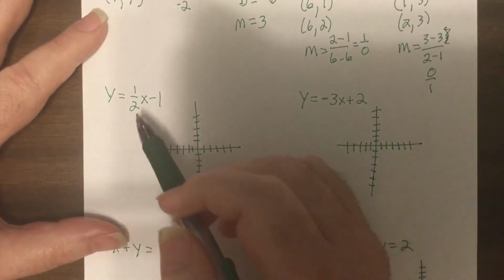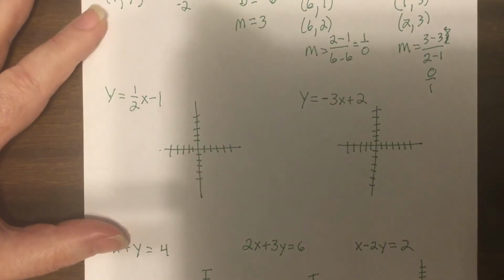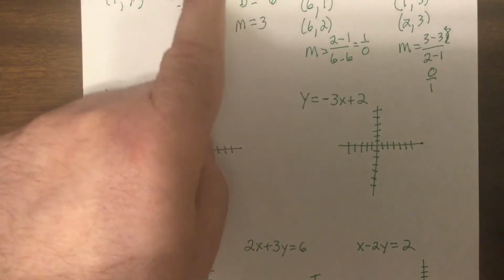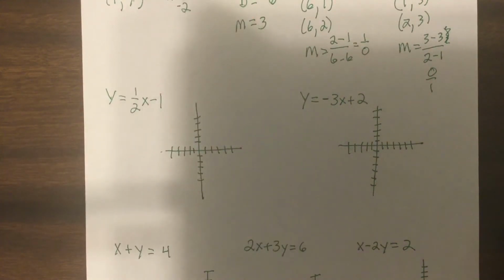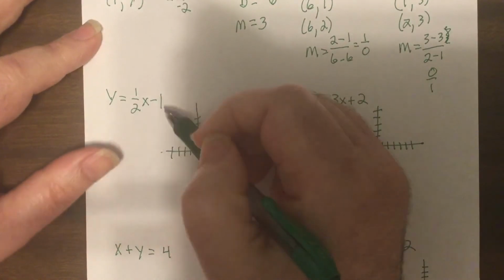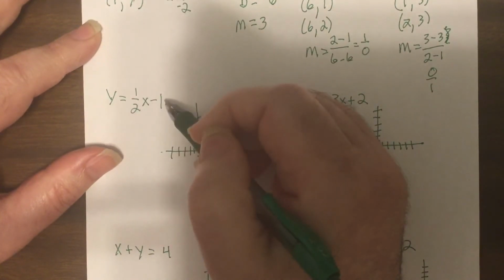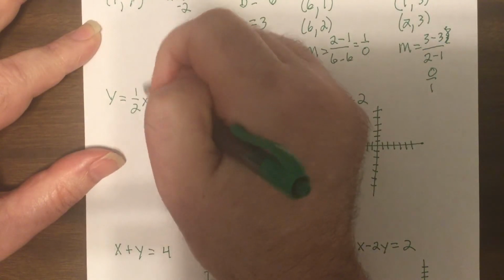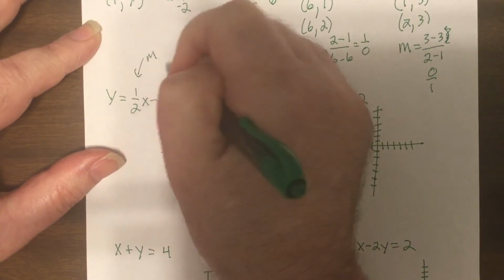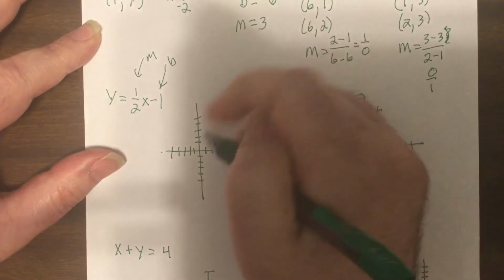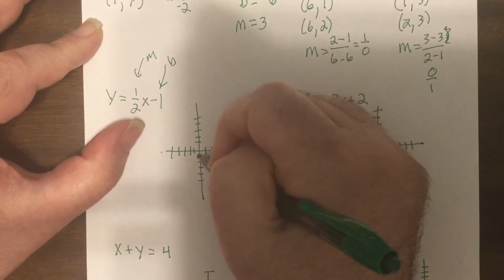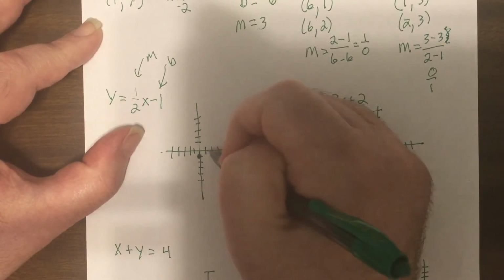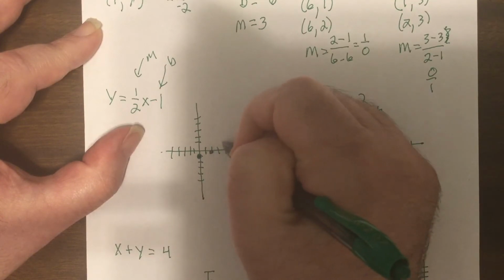So now I have a third way of graphing. You can find three ordered pairs. You can find the intercepts, x and y-intercept. Now we can find the slope-intercept, as they call it. When it's solved for y, this is your slope, this is your y-intercept. So I put the dot at -1 for the y-intercept, and then slope is 1/2, so it's up 1, right 2, up 1, right 2.